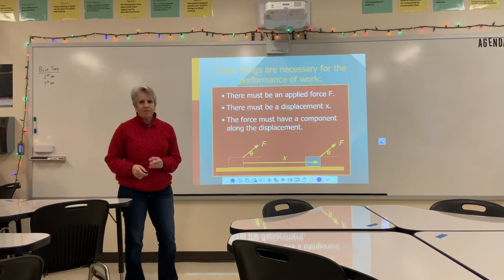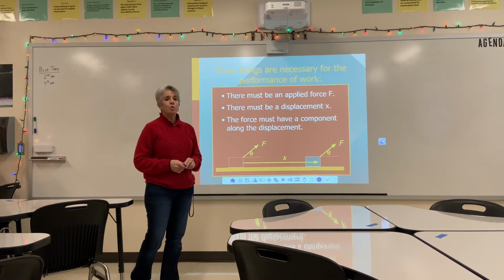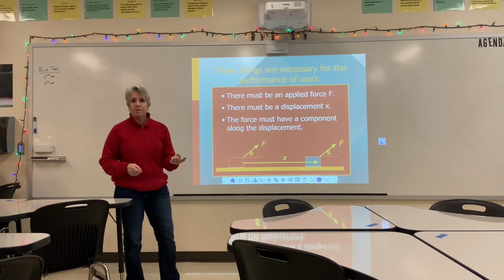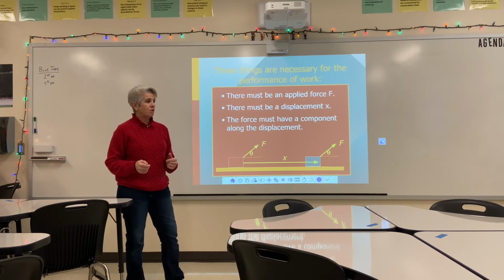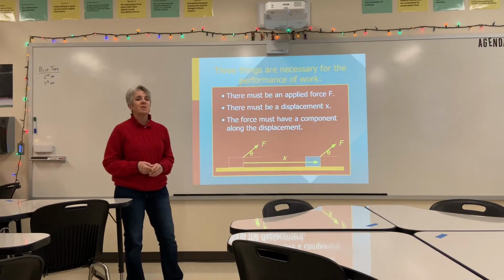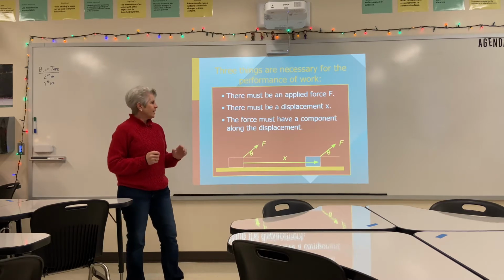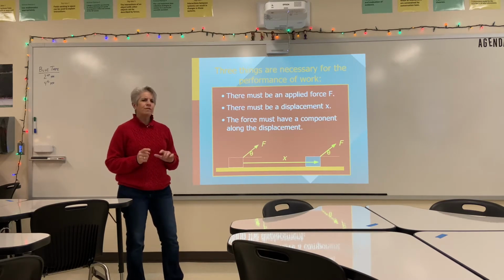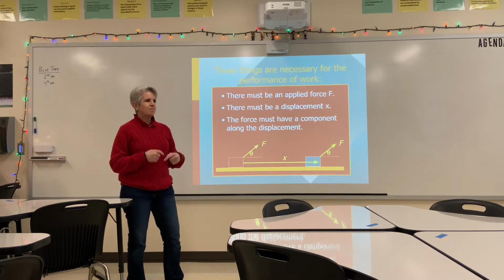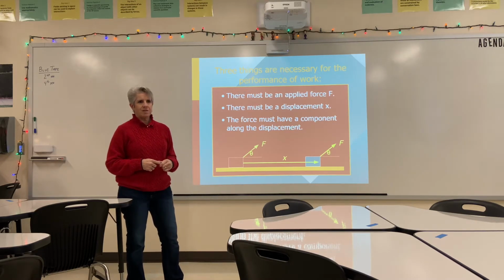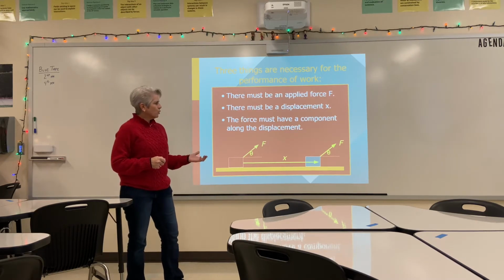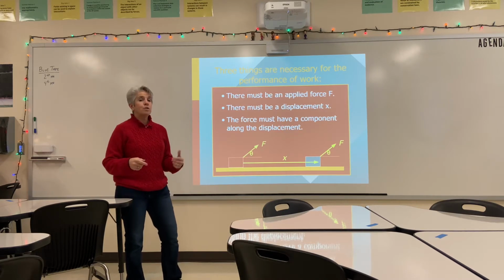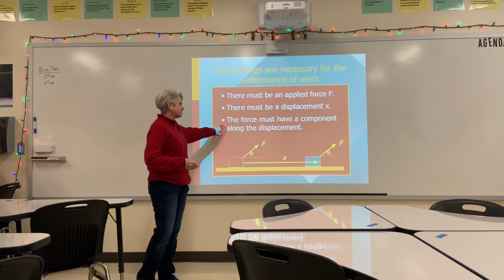There's three things that have to happen in order for you to be doing work in physics. One, you must apply a force. Two, the object has to move. There must be a displacement. And three, there has to be a component of the force that you've applied that's in the same direction as that displacement. So this will cause us to have to use our trig sometimes.